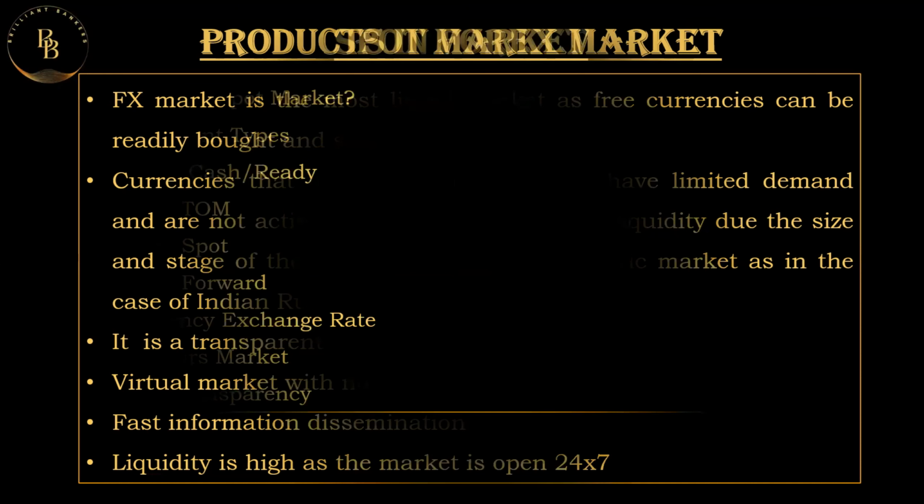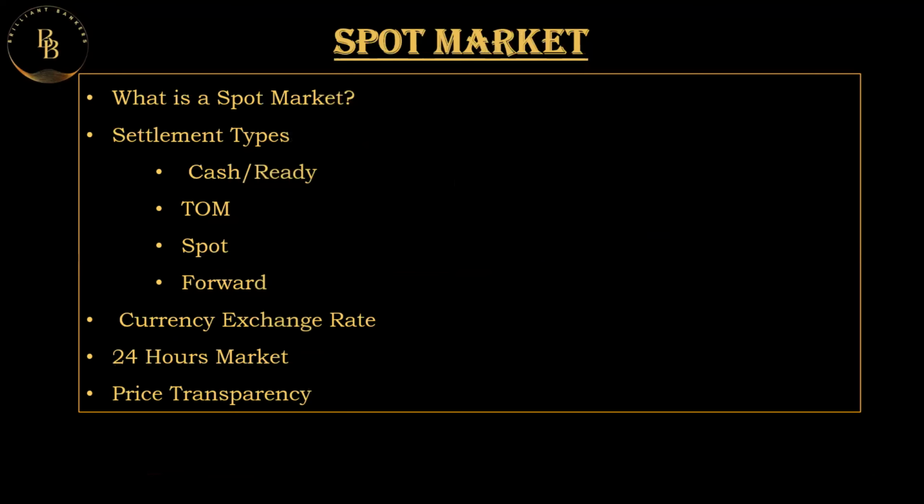So what is a spot market? A spot market is an immediate exchange of financial instruments, primarily dealing in currencies at the current market price. So spot market is the immediate dealing of currencies at the current market price. That is what we call the CMP. The settlement in spot.